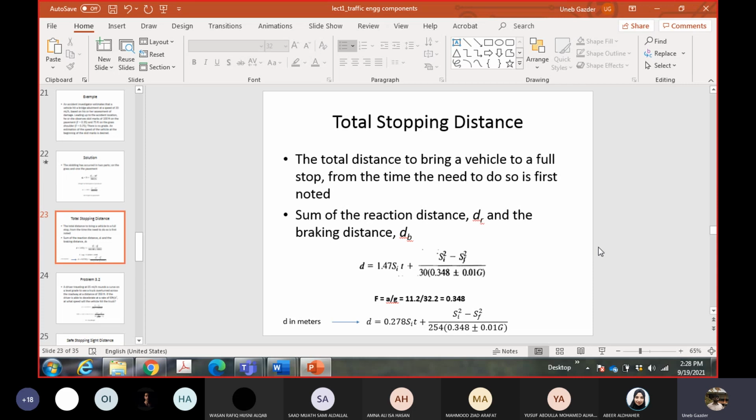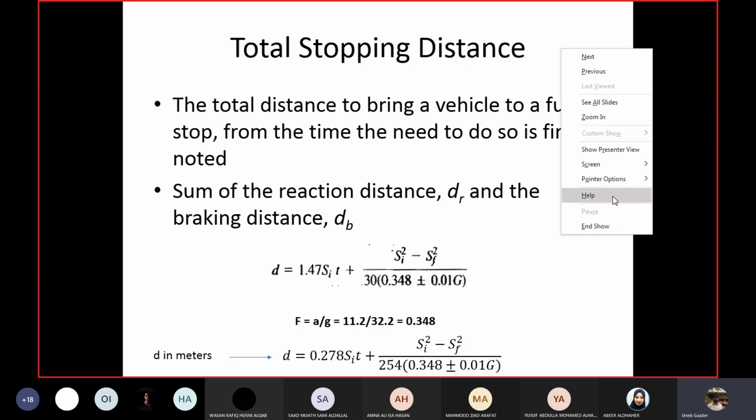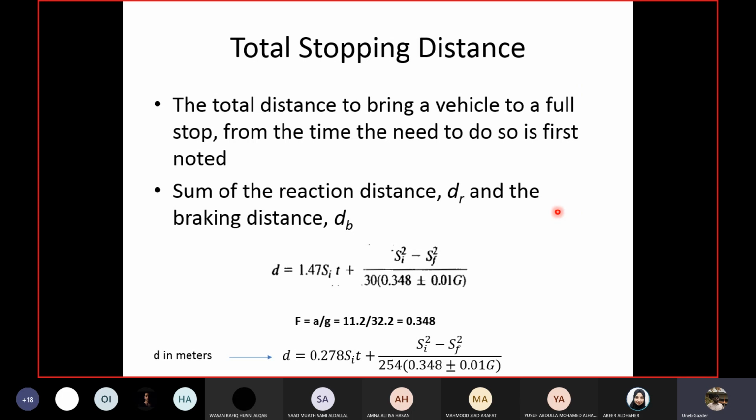Okay, now we come to the concept of total stopping distance. Total stopping distance is the distance calculated from the time you note something requiring stopping to the time when the car completely stops. It is the distance measured from the point when the driver notes something which requires attention or stopping, till the time when the car completely stops. So this total distance is known as total stopping distance.